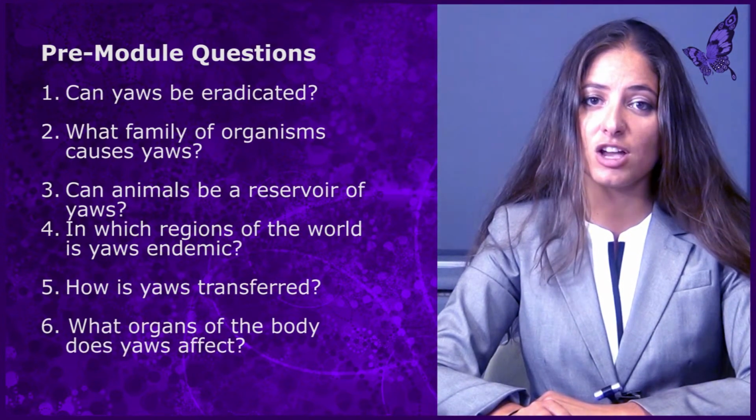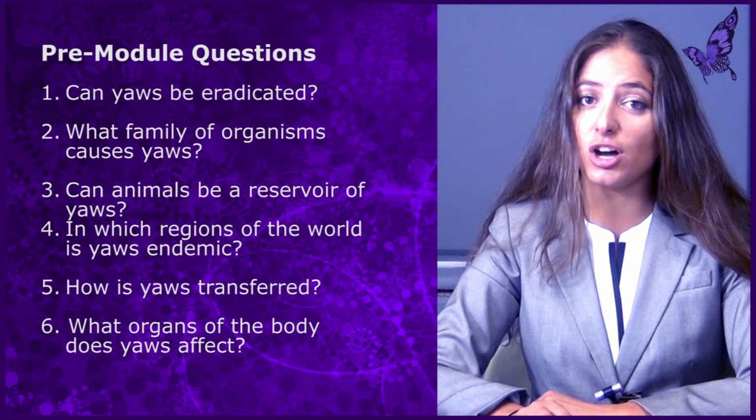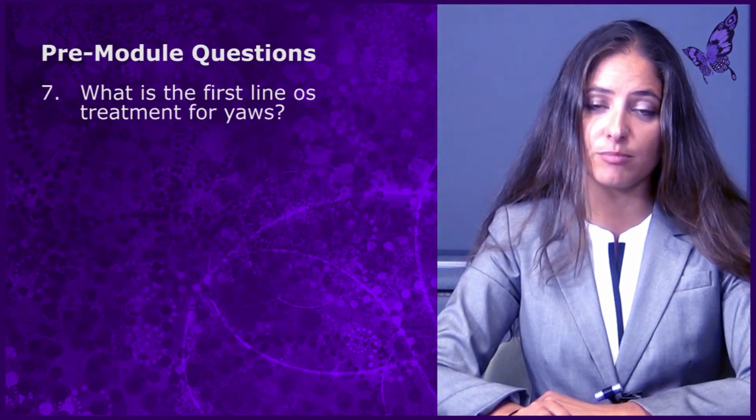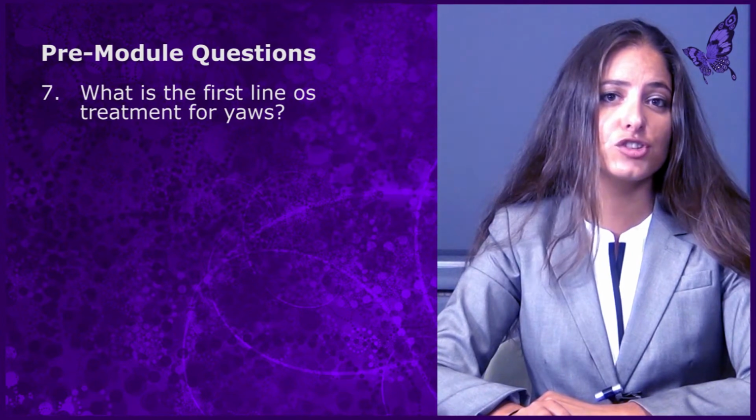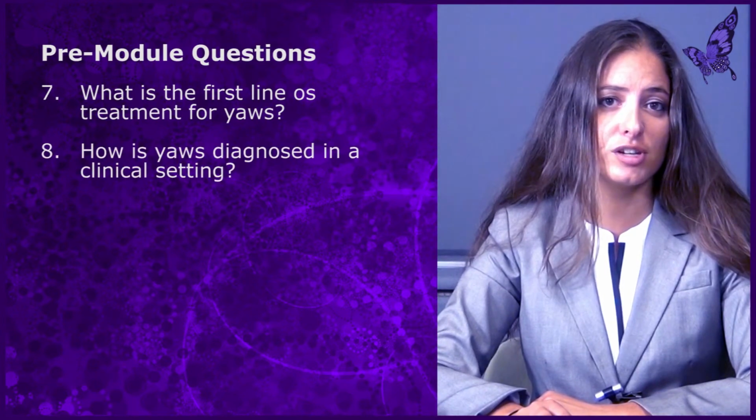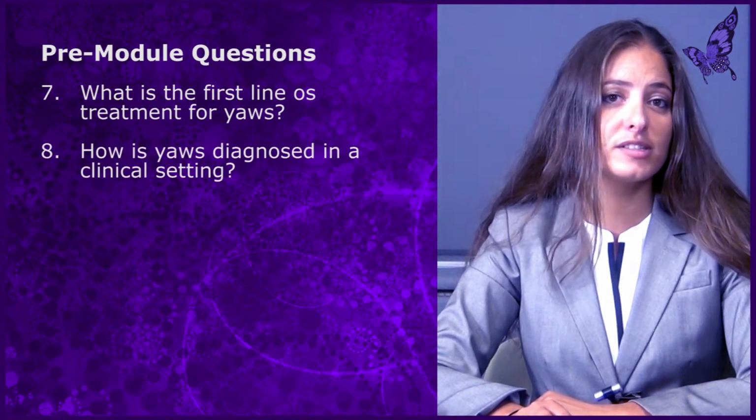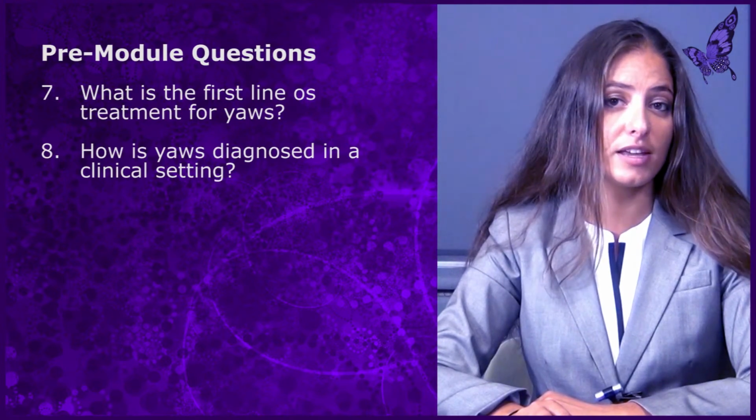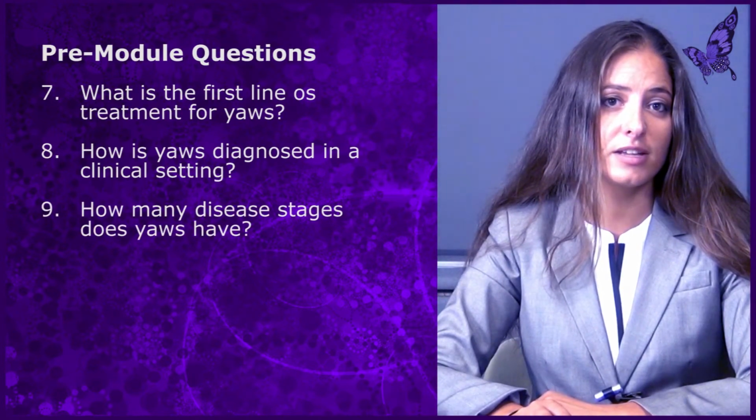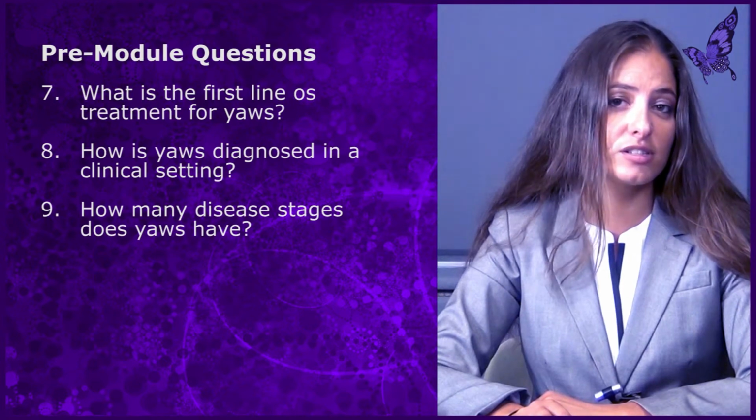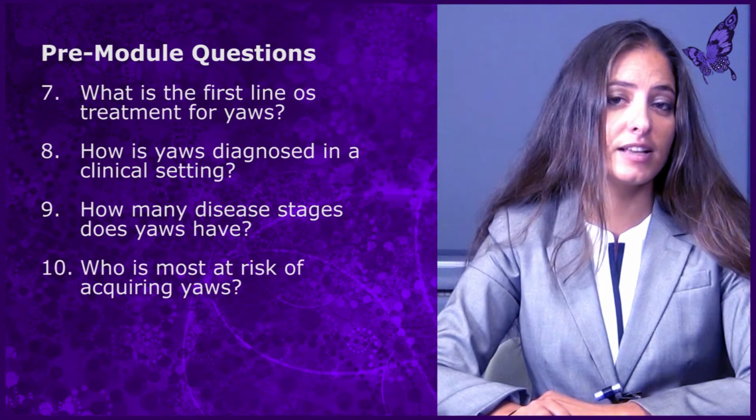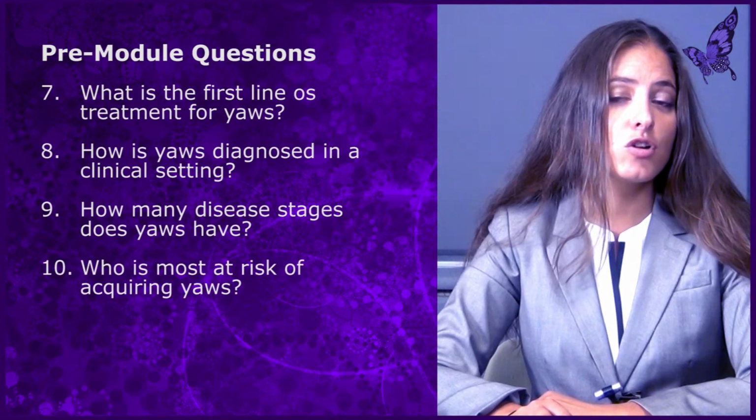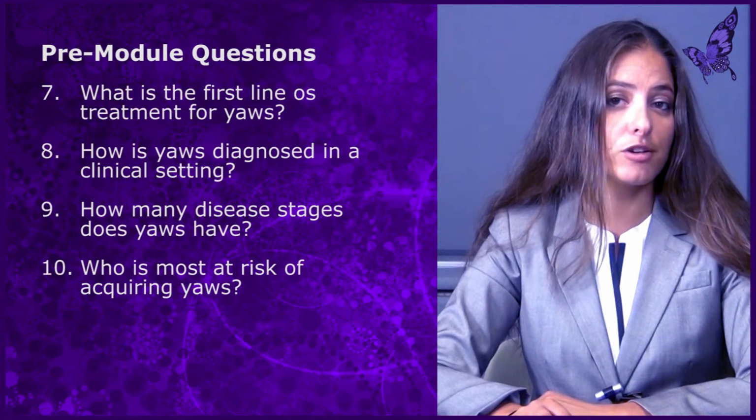Question number 6. What organs of the body does Yaws affect? Question number 7. What is the first-line treatment of Yaws? Question number 8. How is Yaws diagnosed in a clinical setting? Question number 9. How many disease stages does Yaws have? And lastly, question number 10. Who is most at risk of acquiring Yaws?